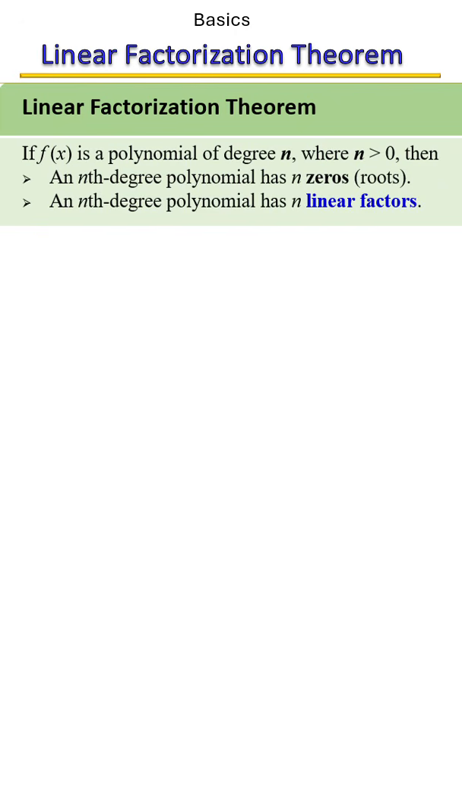Linear factorization theorem. If a function is a polynomial of degree n, where n is greater than 0, then an nth degree polynomial has n zeros, and an nth degree polynomial also has n linear factors. So what that means is whatever is the degree of your polynomial, that's going to tell you how many zeros you have and how many linear factors you're going to have.